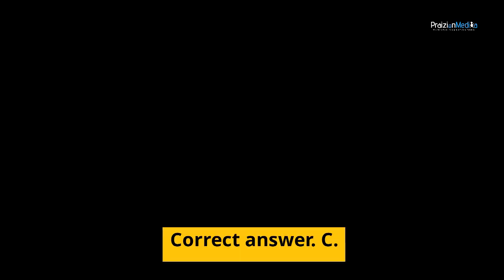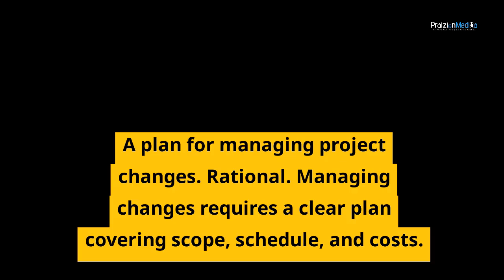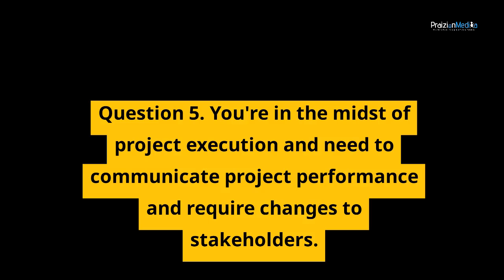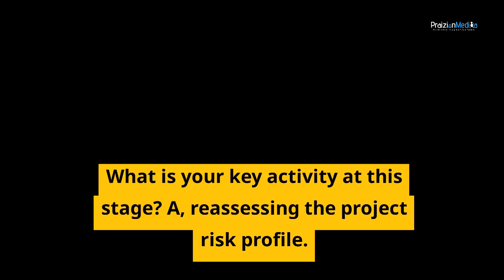Correct answer, C. A plan for managing project changes. Rationale: managing changes requires a clear plan covering scope, schedule, and costs. Question 5. You're in the midst of project execution and need to communicate project performance and required changes to stakeholders. What is your key activity at this stage?